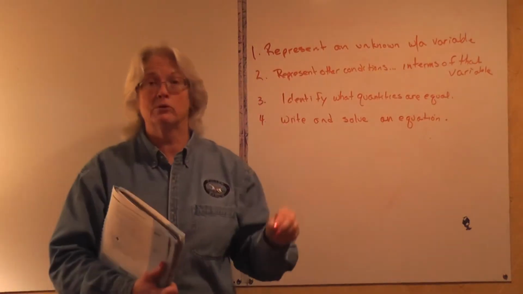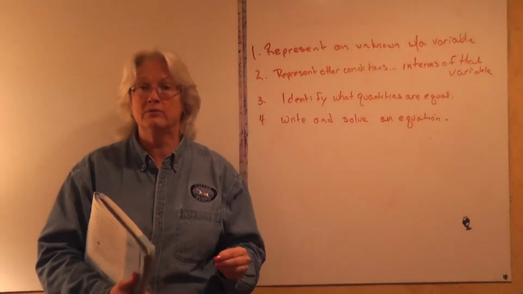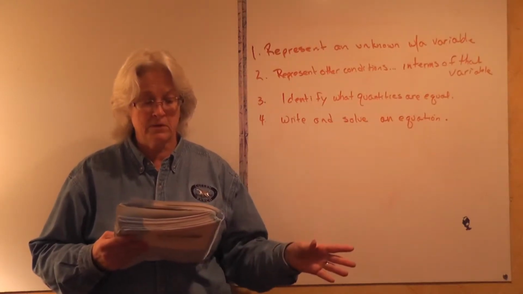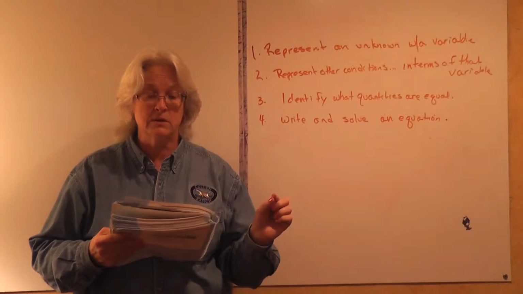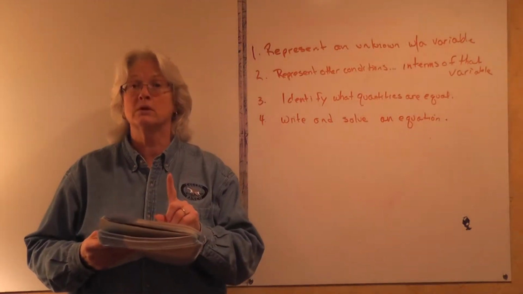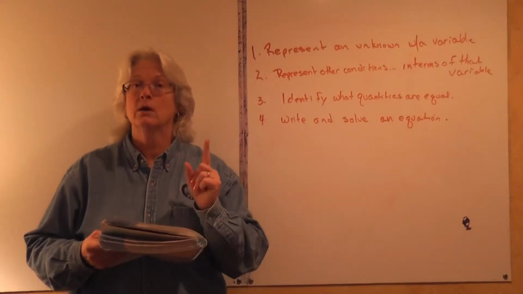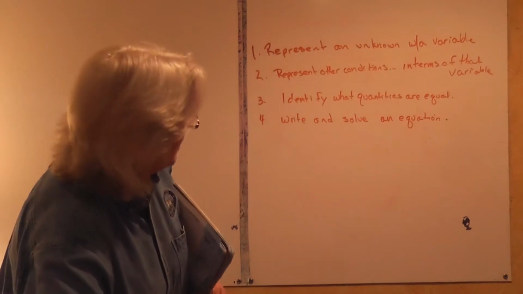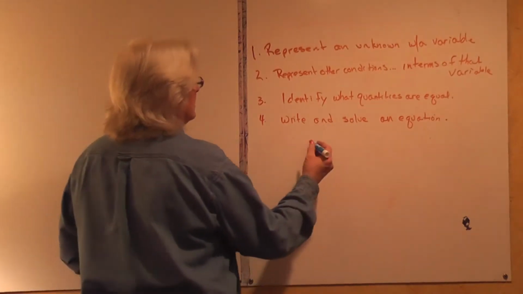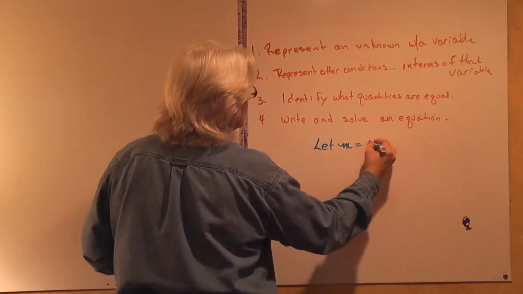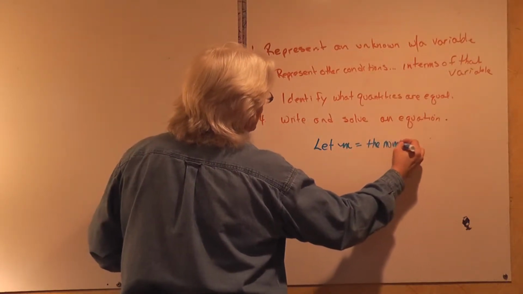Well, first we want to represent an unknown with a variable. So what are they asking for? Got a new trumpet, a down payment. How many months did it take for him to pay for the trumpet? So that's what we're looking for. We are looking for the number of months. So, in this case, let M equal the number of months to pay for the trumpet.